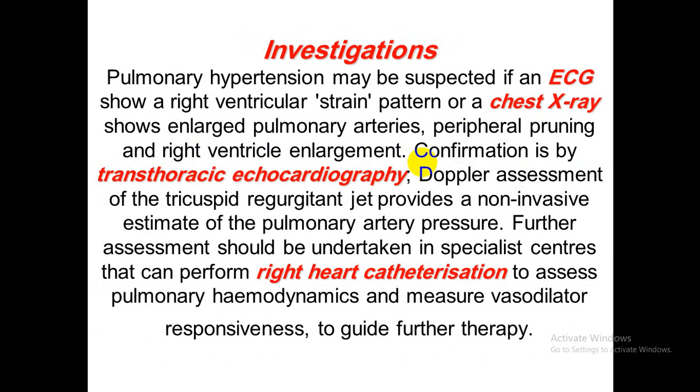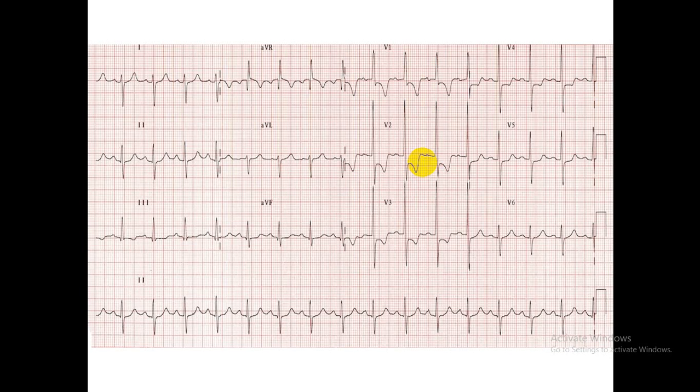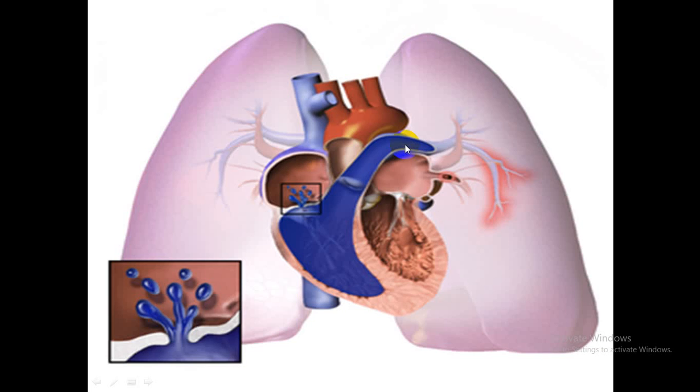Investigation. The investigations used, we start with the simple one, the ECG. The ECG findings in a patient with pulmonary hypertension include right ventricular hypertrophy, which is shown on the ECG by a prominent R wave in V1 and T inversion in V1, V2, V3, which is indicative of a patient with right ventricular hypertrophy.